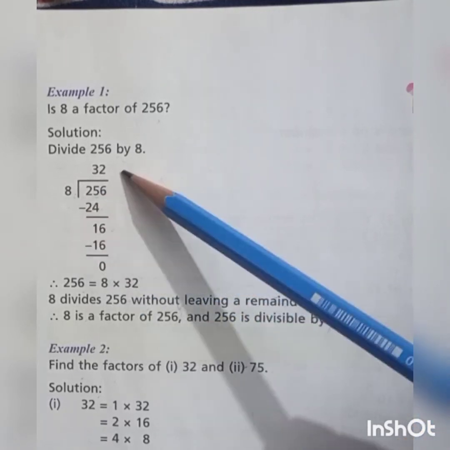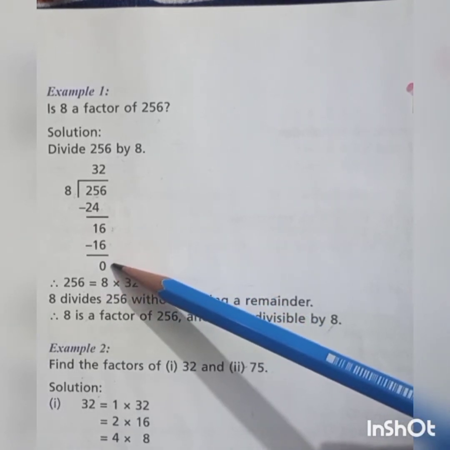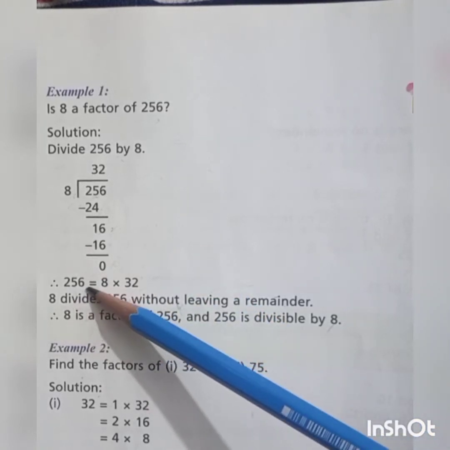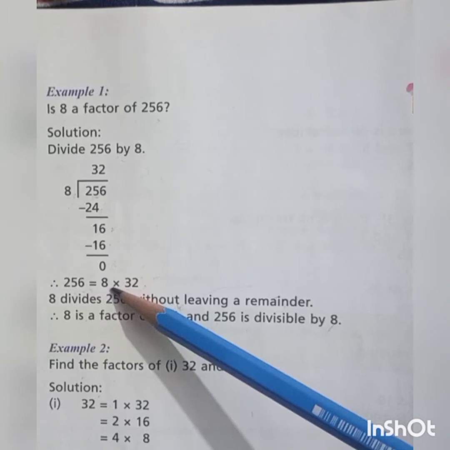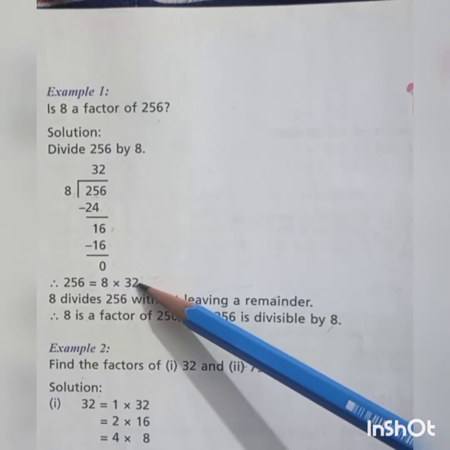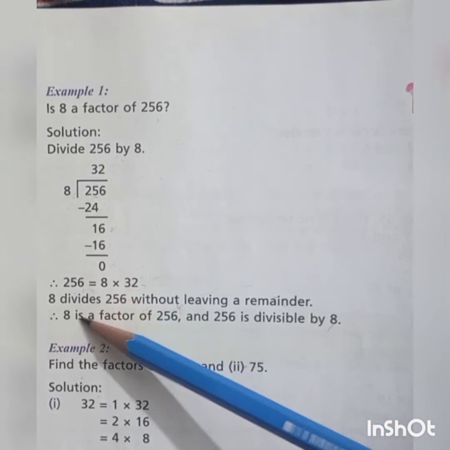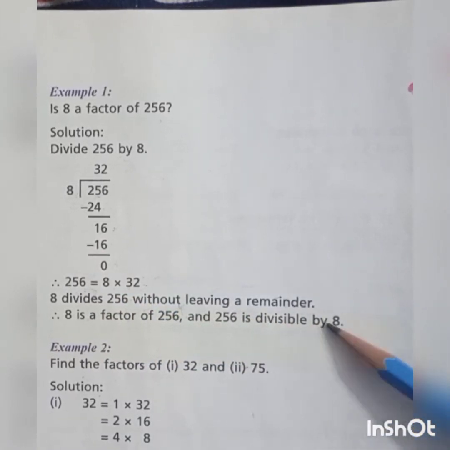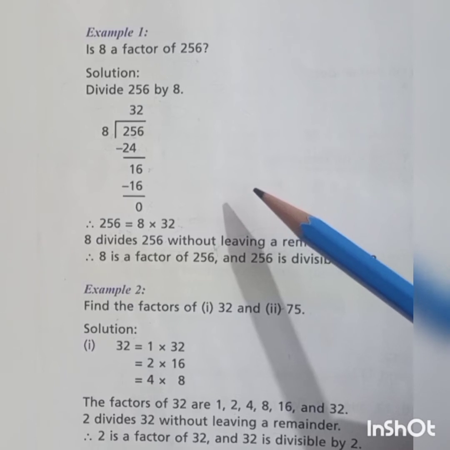8 2s are 16, and by solving, 16 minus 16 is equal to 0, which means that there is no remainder left. And also 256 is equal to 8 multiplied by 32, which shows that 8 and 32 are the factors of 256 as it leaves no remainder. 8 is a factor of 256 and 256 is divisible by 8. This is how we can find the factors of any number by the division method.